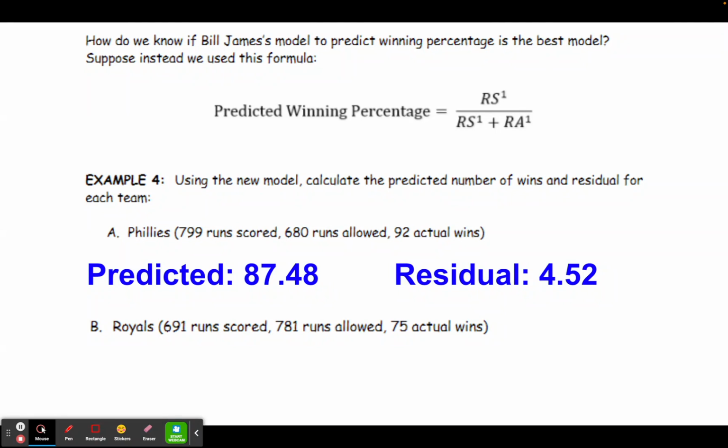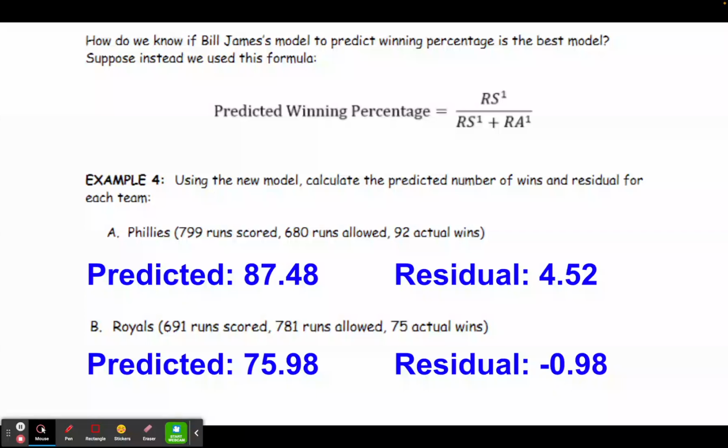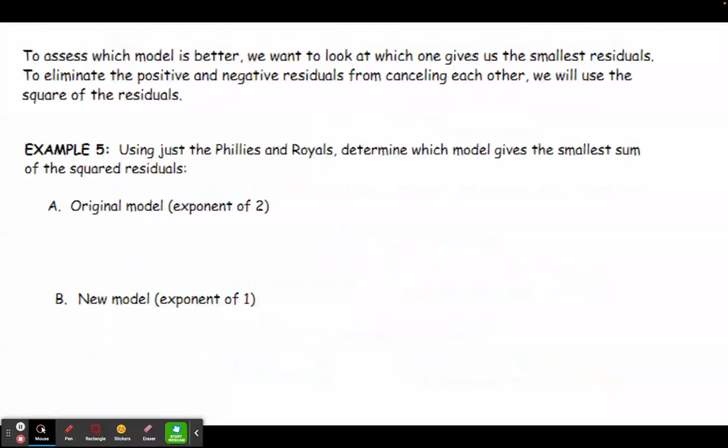I'd recommend that you pause the video at this time and try part B and see if you can get the correct predicted number of wins and the correct residual. All right, for the Royals, the predicted number of wins is 75.98. The residual would be negative 0.98. So notice one of our predictions was too high and the other was too low.